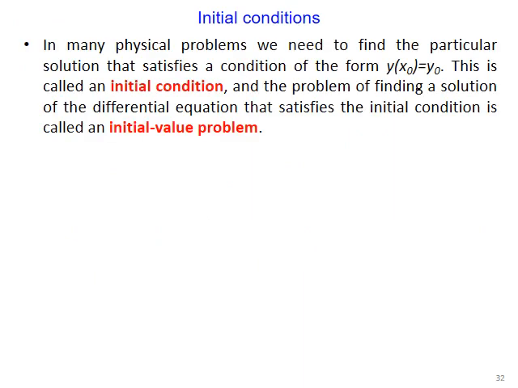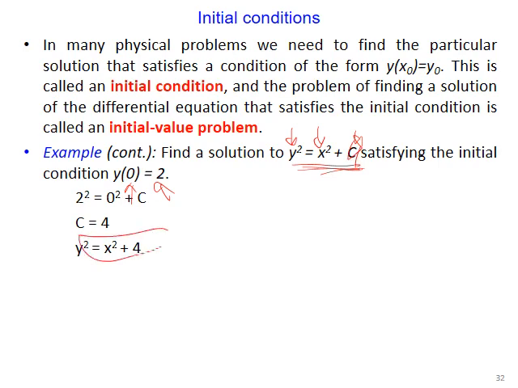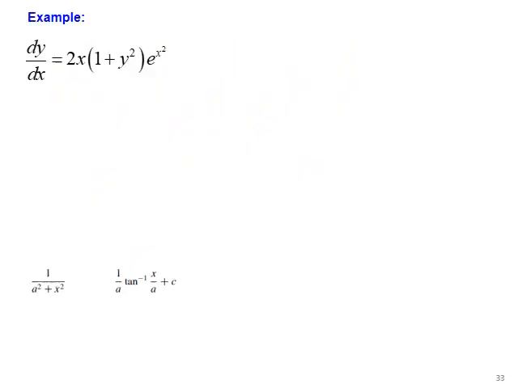Now the initial condition will solve this problem, because when you are given an initial condition, as in the previous example we just solved, we have c here. He told you that at x is 0, y is 2, so let's substitute here by 2, here by 0. We can find c is 4, and then I substitute back c by 4 to get the final particular answer.